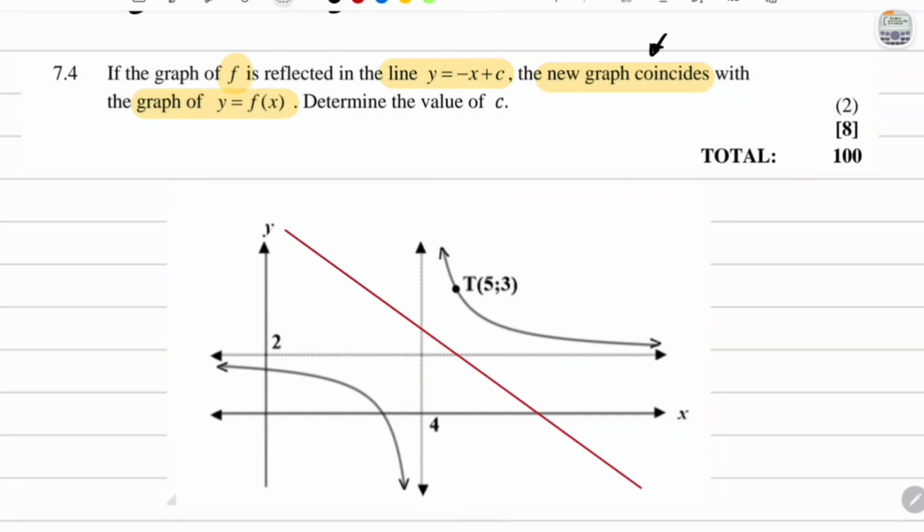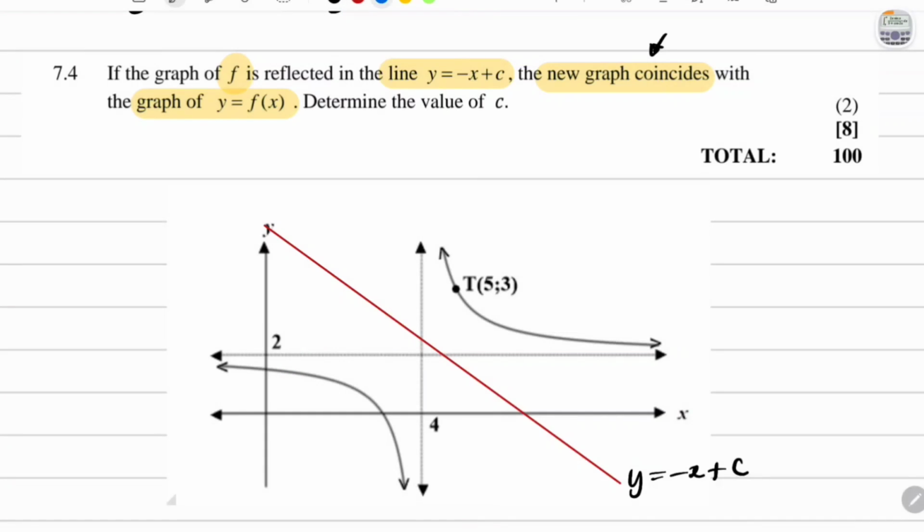So they're saying that if this graph is reflected across the graph y equals negative x plus c, the new graph coincides with y is equal to f of x. I'm not sure if they mean this y, but that's not possible. How can these two coincide? It will never coincide with that. So I guess what they mean is that if you take this graph, the hyperbola, and it's reflected through this line, y is equal to negative x plus c, the new graph coincides with the graph of f of x.